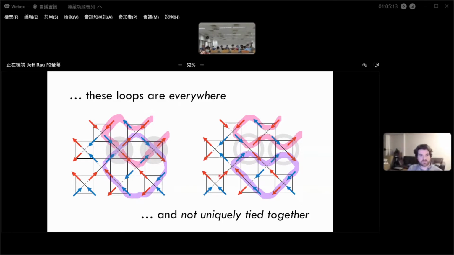One thing I want to point out is that these loops are everywhere, and they're not uniquely tied together. As I follow these arrows, I don't have a unique choice of what I can do. If I follow, say, this red arrow to this blue one, to this red one, to this blue one, when I get here, I can go this way following this pink line, or I could have gone this way following this purple one. So assigning these loops is not particularly unique. But if you start on one spin, no matter which choice you make at those non-unique points, you can always follow it all the way to the end and come back to where you started. Okay.